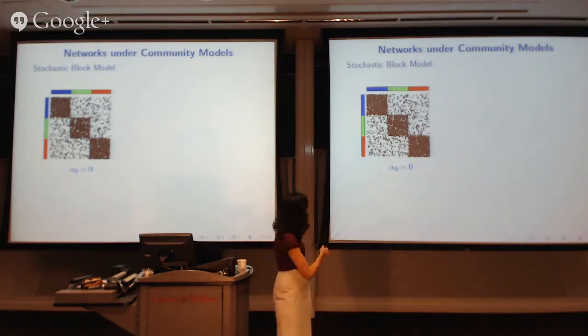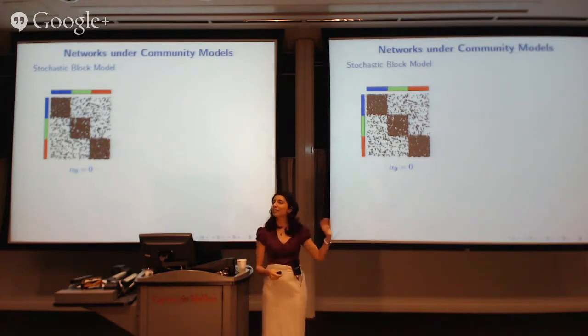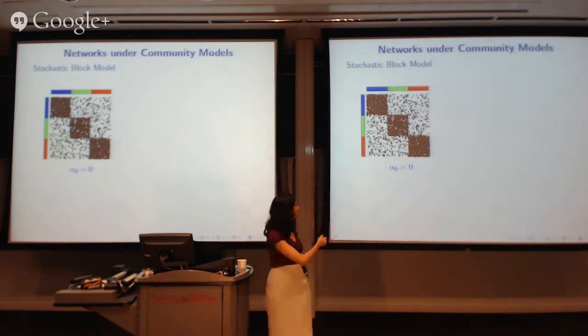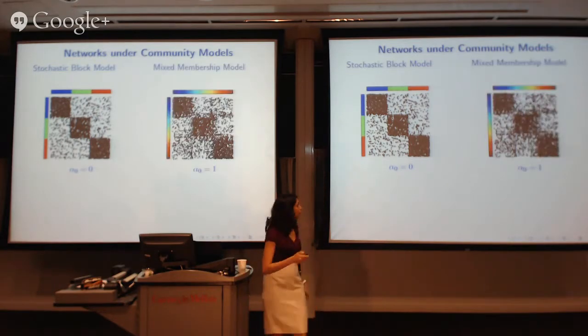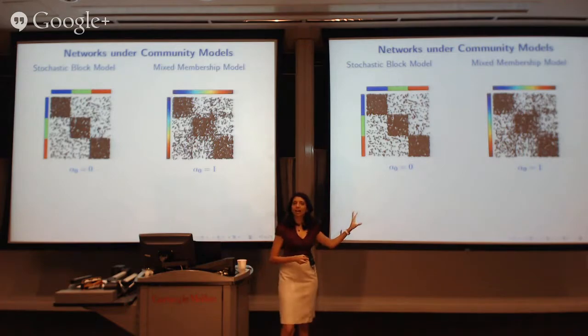That's a nice block model. I mean, these are kind of nice clusters. So you can even visually see that you can say that, oh, this should be one community, this should be another community. But the picture gets more challenging as I have mixed memberships.